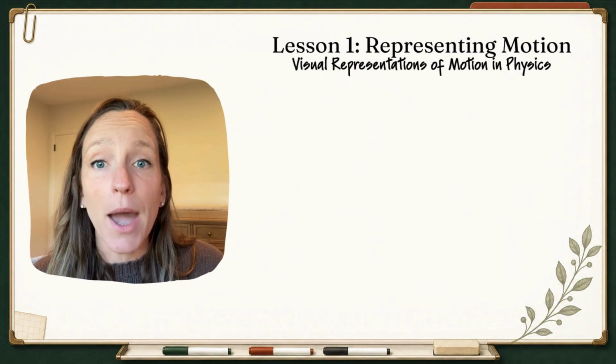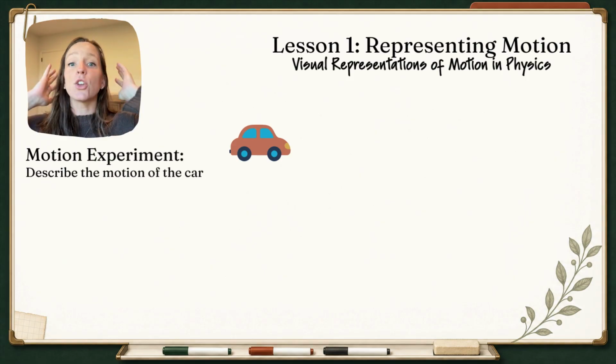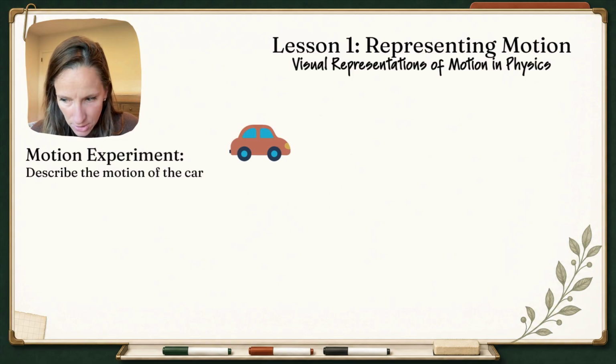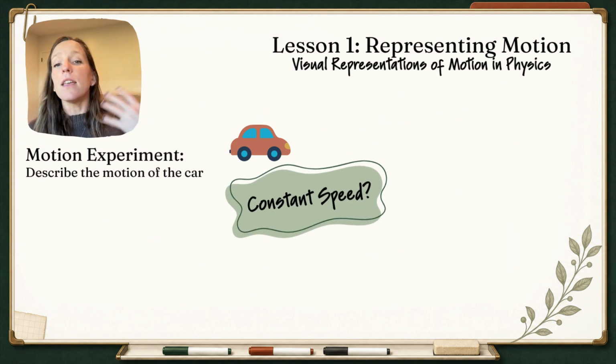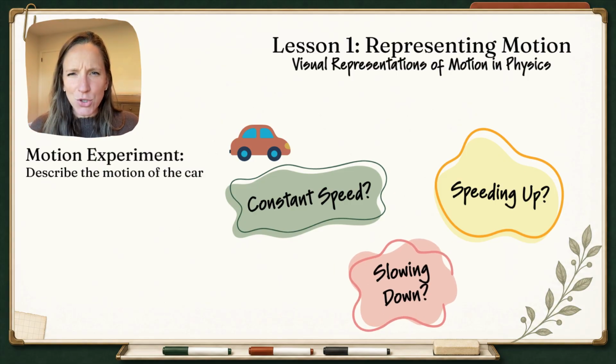You have a battery powered car. You're going to just turn it on, set it on the ground, and it's going to go down a long straight hallway. So your job here is to figure out, is this car moving with constant speed? Is it speeding up or is it slowing down? And how are we going to do that?